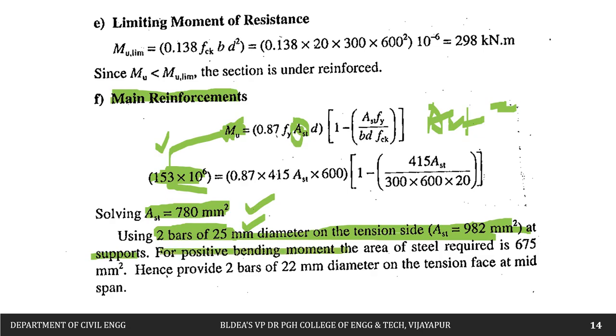Next is for the span moment, or positive bending moment. Similarly, if you substitute in the formula and calculate, the area required will be 675 mm square. Therefore, again, we can provide 2 bars of 25 mm dia itself. We have 20 mm dia or 25 mm dia, but we are not having 22 mm dia. So therefore you can use 25 mm dia itself.